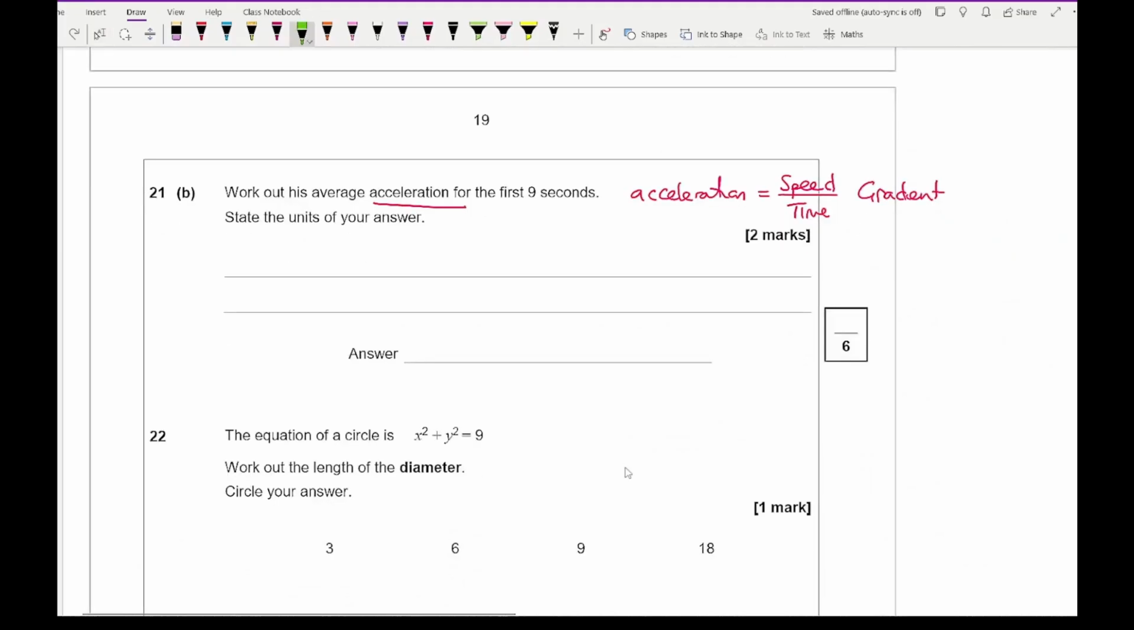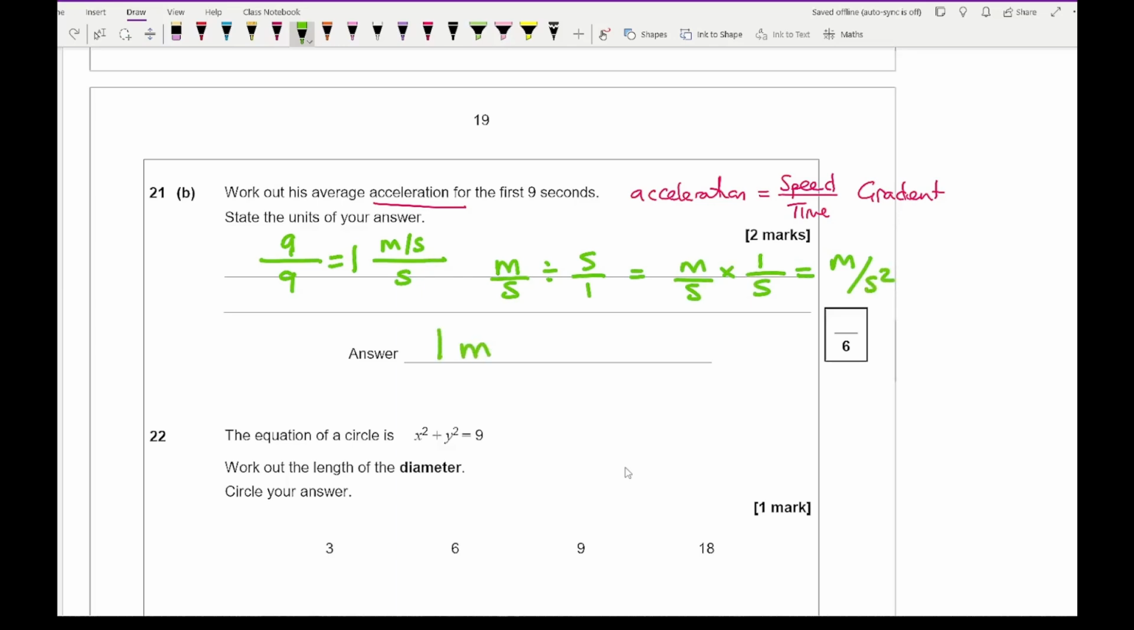So then it's going to be 9 divided by 9, which equals 1. Now for the units, the speed is measured in meters per second and the time is measured in seconds. So then the units are going to be meters per second divided by seconds, which if I flip the fraction then becomes meters per second squared. So the answer will be, you can either write it as meters per second squared, or you can write 1 meter per second, but I would say that one definitely looks a lot neater.